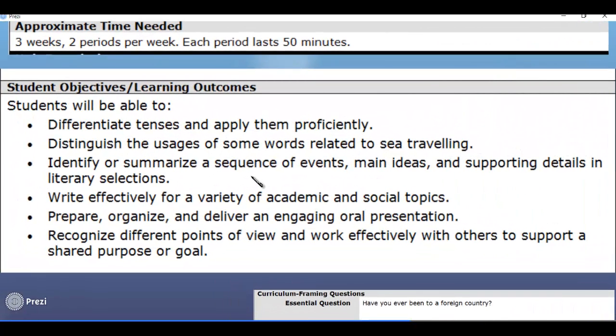After studying this unit, students will be able to differentiate tenses and apply them proficiently, and distinguish the uses of some words related to sea traveling. They will be able to identify and summarize a sequence of events, main ideas, and supporting details. They will write effectively for a variety of academic and social topics. They also know how to prepare, organize, and deliver an engaging oral presentation. And the most important, they will recognize different points of view and work effectively with others to support a shared purpose or goal.